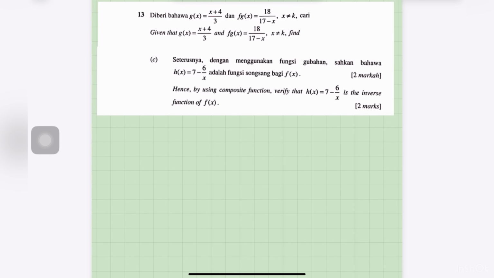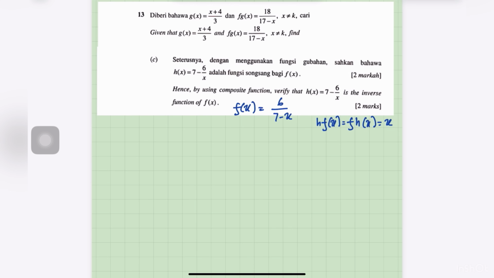13c, hence by using composite function, verify that h(x) equals 7 minus 6 over x is the inverse function of f(x). Okay, so previously from B we have f(x) equals 6 over 7 minus x. So to verify h(x) is the inverse of f(x), kita kena tunjukkan yang hf(x) equals fh(x) equals x. Dia sama dengan x tak? Kalau tak, dia tak inverse lah.